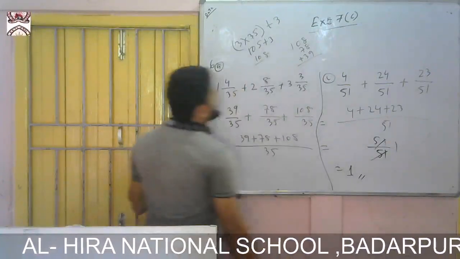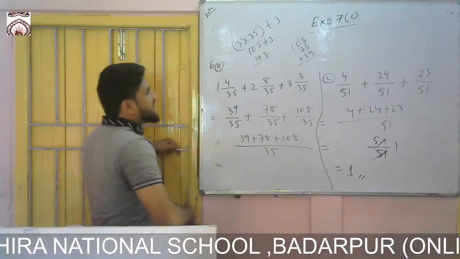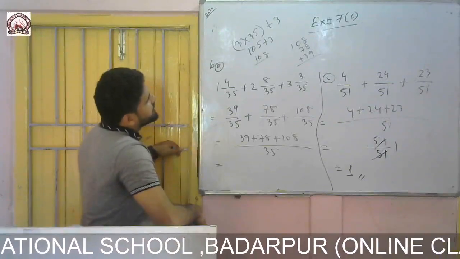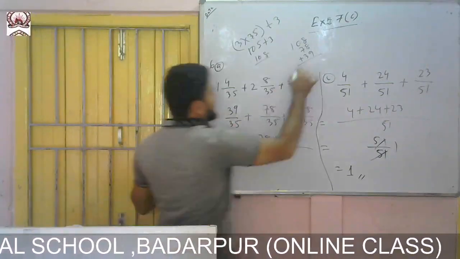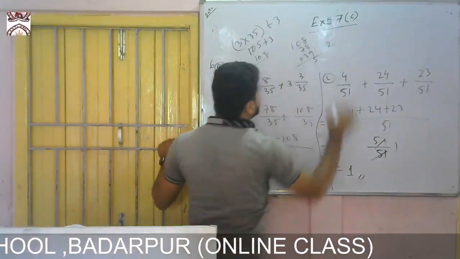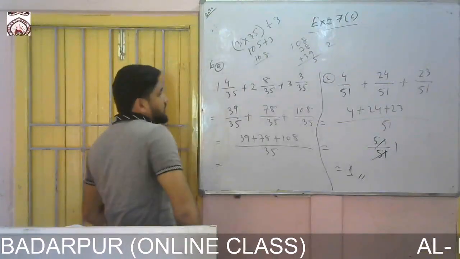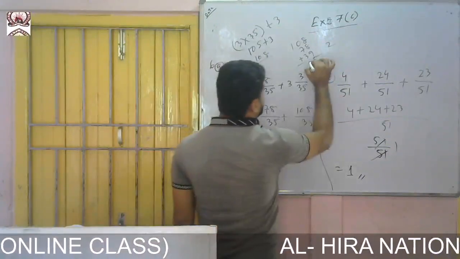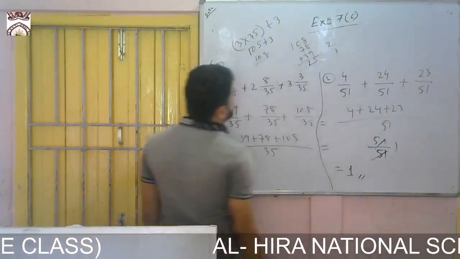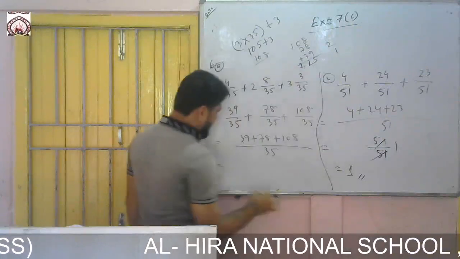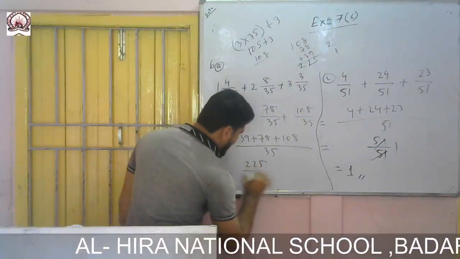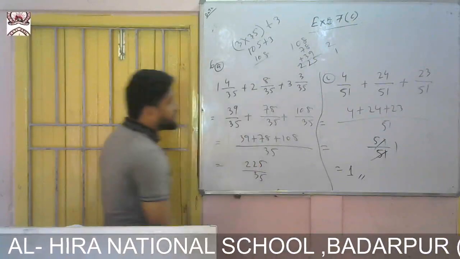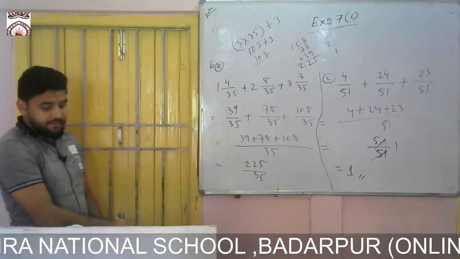8 plus 8 is 16, 16 plus 9 is 25. 25, and remain 2. Then 7 plus 3 is 10, 10 plus 2 is 12, and remain 1. 1 plus 1 is 2. So 225 by 35.